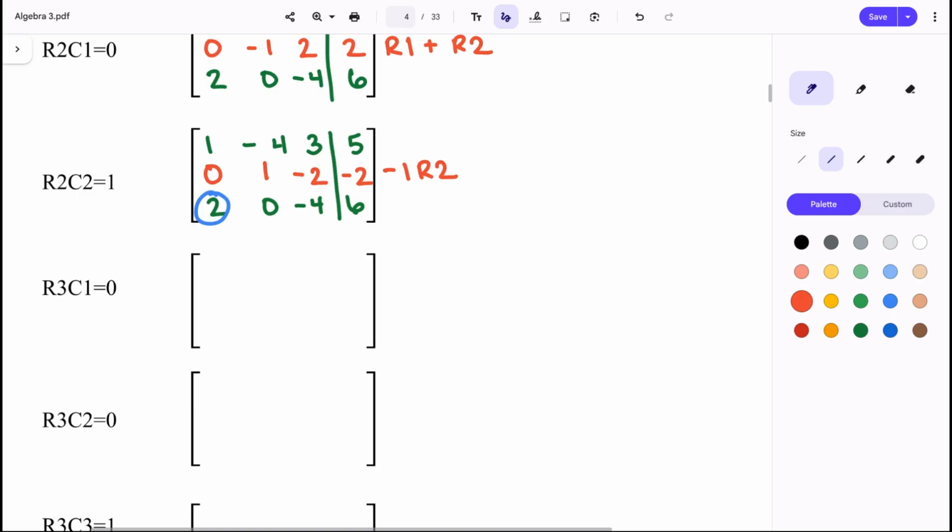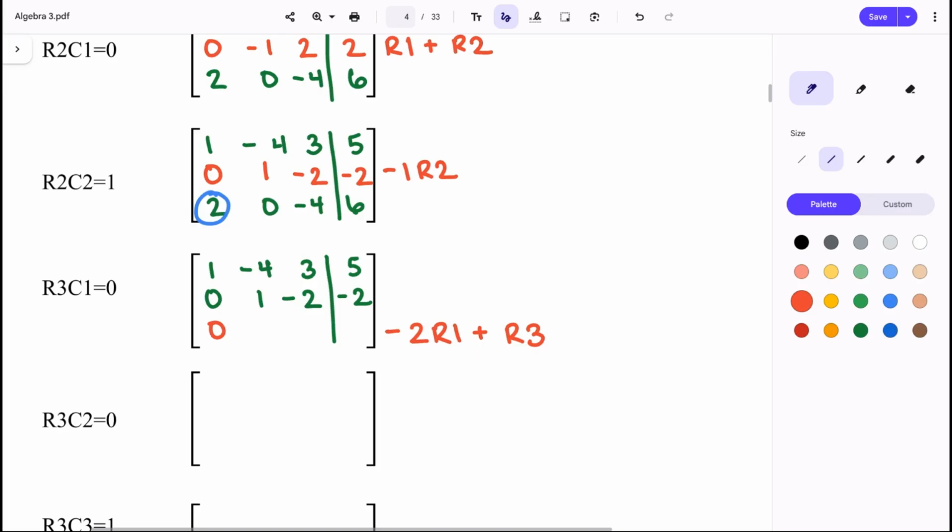Okay, so if we take -2 times row 1, I'm just going to write that down here. -2 times row 1. Would I want to subtract row 3, or if it's negative up here now, would I want to add it? So I'm going to write plus row 3. I'm not going to do anything now to rows 1 and 2, so I'm going to write out 1, -4, 3, 5, and 0, 1, -2, -2. The row that's changing now is the bottom one. We're taking -2 times that top row and adding it to row 3. So -2 times 1 plus 2 would be 0.